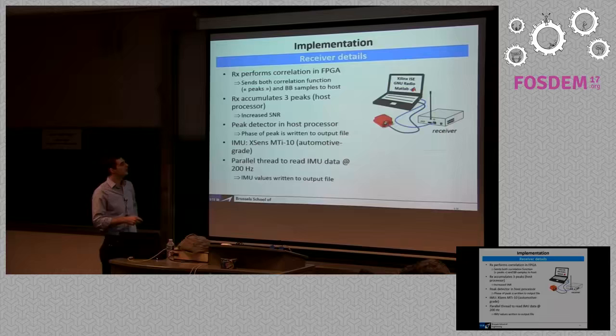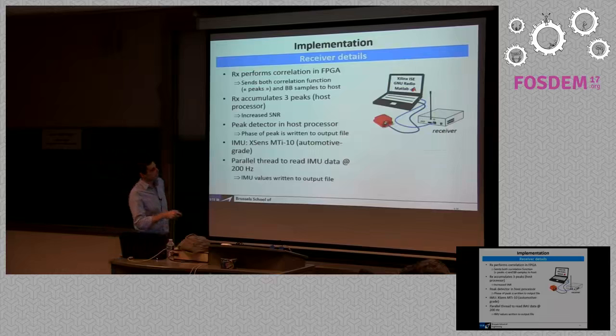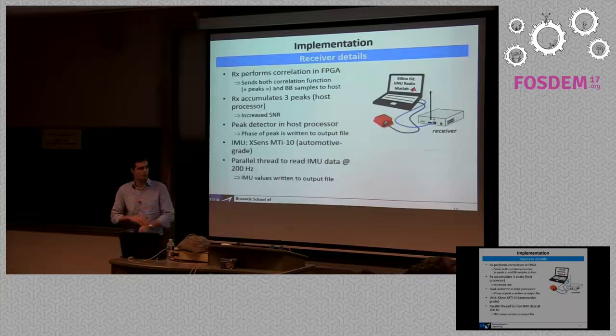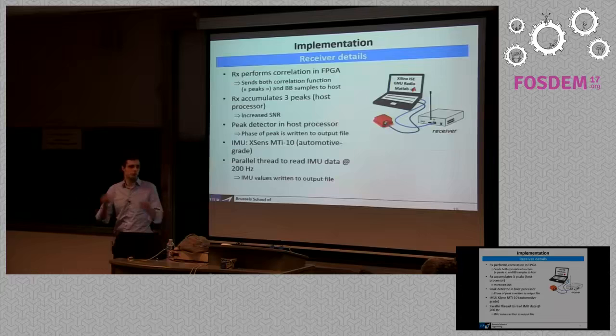Plus, we also need to actually read the data from an IMU. This is a rather high-end IMU. It's something that's used for more expensive vehicles. It's in the order of a few hundred euros, if I remember correctly. So we have a thread in GNU Radio that's reading data from the IMU and data from the USRP in parallel, combining them in some meaningful way and dumping everything to an output file which we can process offline.